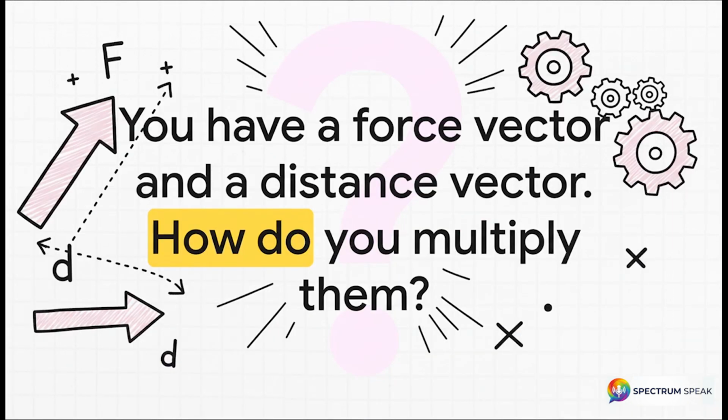Think about this for a second. You've got a force, and you're applying it over a certain distance, right? Both of those things have a magnitude and a direction, which means they're vectors. Now, to figure out what actually happens when you do that, you have to multiply them. But how? This is a classic engineering problem, and the answer, well, it's a bit more interesting than you might think.